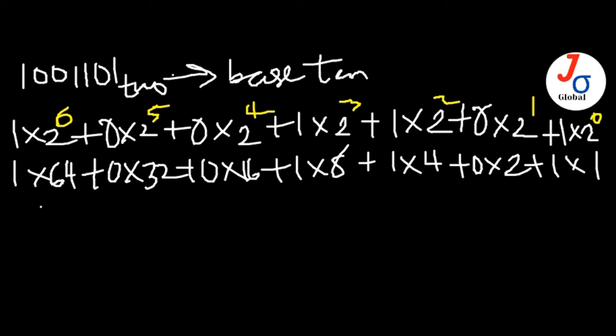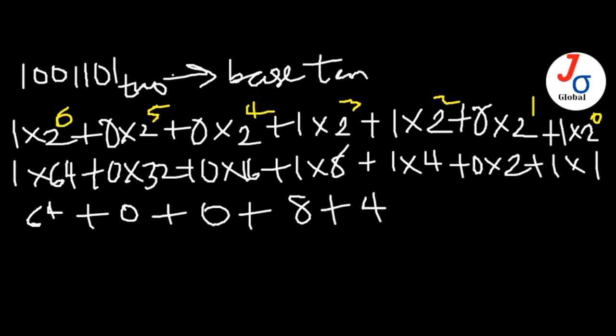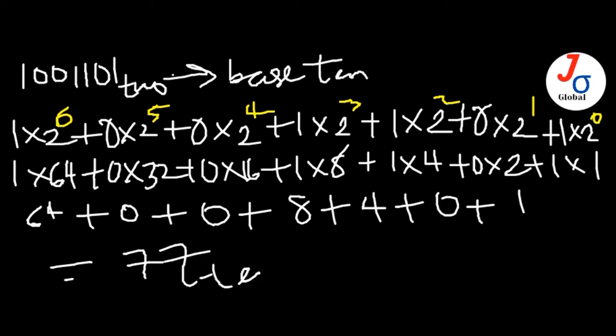Okay, so 1 times 64, you have 64, plus 0 by 32, you have 0, plus 0 by 16, you have 0, plus 1 times 8, you have 8, plus 1 times 4, you have 4, 0 times 2, you have 0, and 1 times 1, you have 1. So adding all of this together, you have 77 base 10.